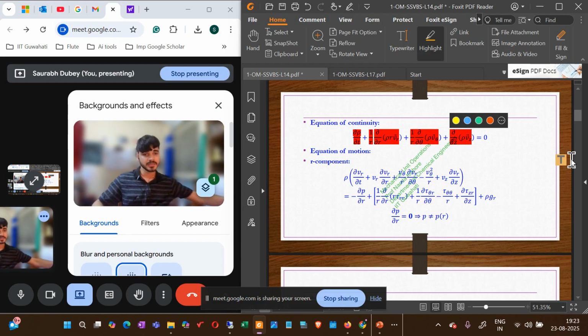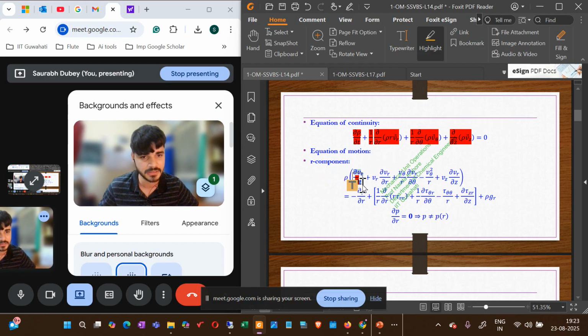And similarly, if you see the R component of the equation of motion, this is going because of the transient nature of the system, and again this is going, VR is 0, right? So this is 0. Axisymmetric, so del V theta by del theta is 0. Then V theta is 0, right? VR is also 0. Vz is not 0, but VR is 0. That's why it becomes 0. Del P by del R, we cannot say anything. And this VR is 0. So here this will be becoming 0, right? Okay, so this term entirely becomes 0.